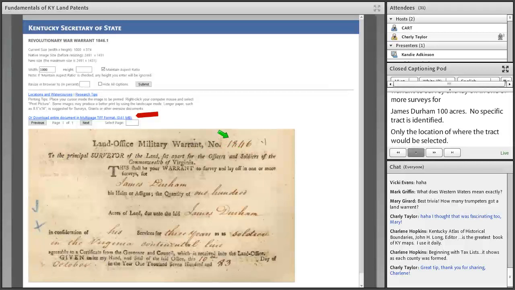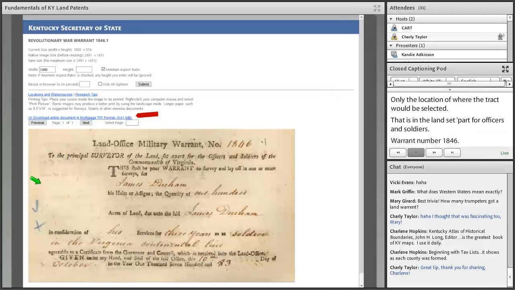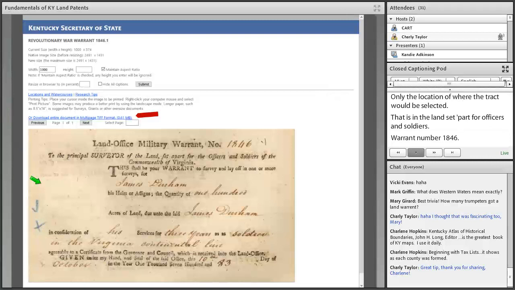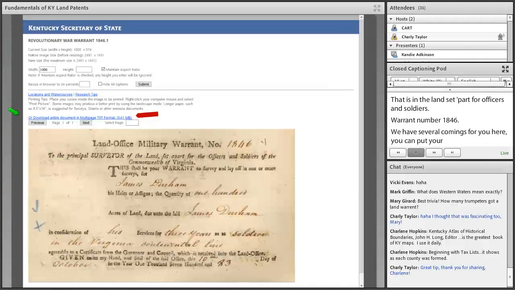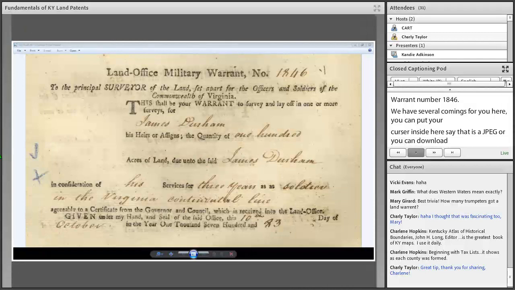Warrant number 1846. We have several options for you here. You can put your cursor inside here and save that as a JPEG or a TIFF. Or you can download the entire image for even better quality. Okay. I'm going to give you some printing tips here too. Here we go. We've got the image here that we can save. Print out from here if we would like to do that.